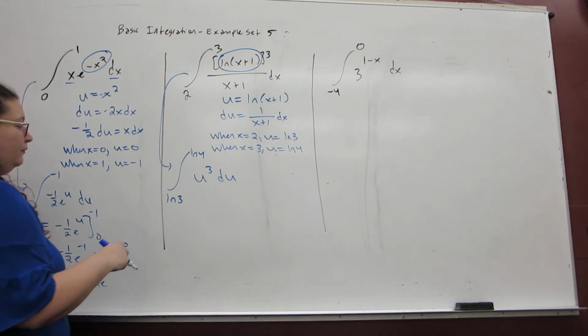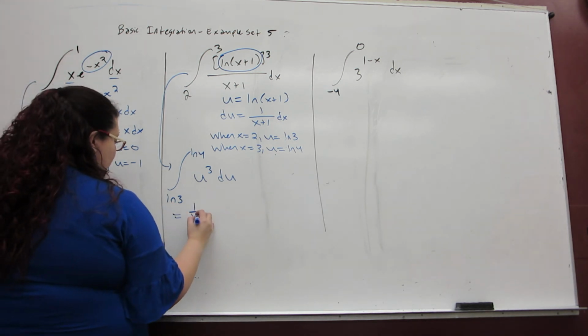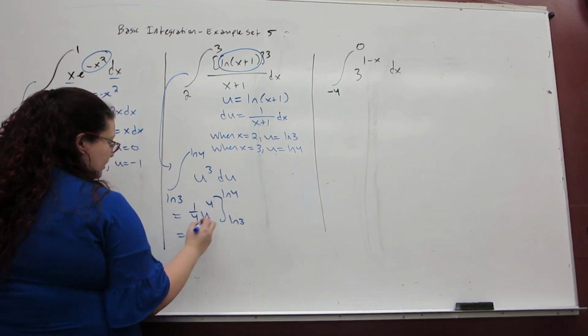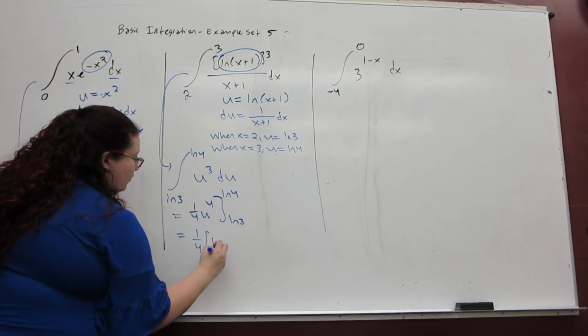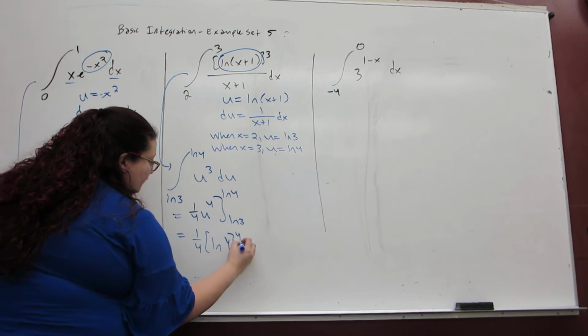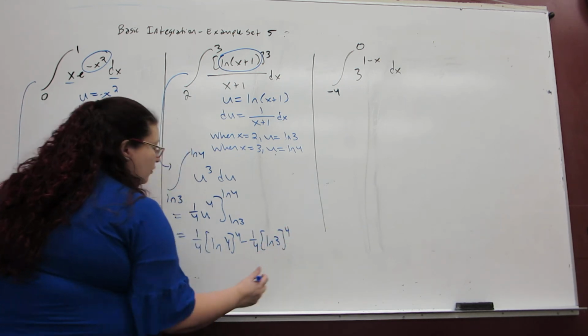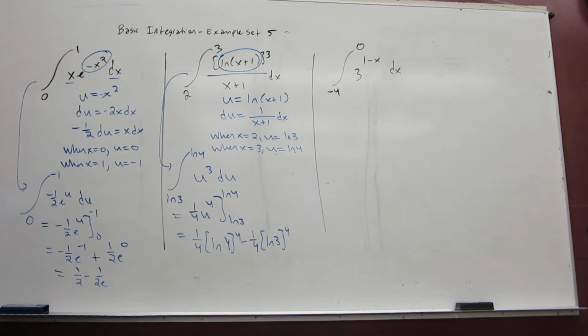The antiderivative is 1/4 u to the 4th. And then I just have to plug in. So I get 1/4 ln of 4 to the 4th minus 1/4 ln of 3 to the 4th. I'm going to leave it like that so that I don't have to have any decimal approximations.